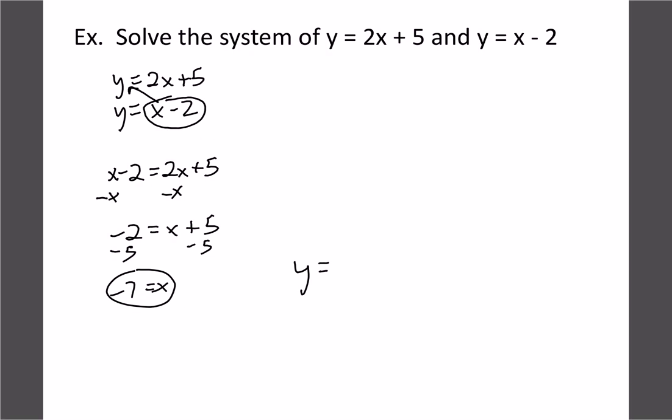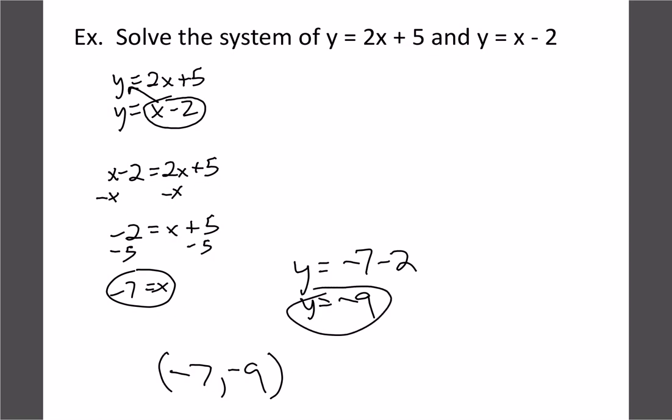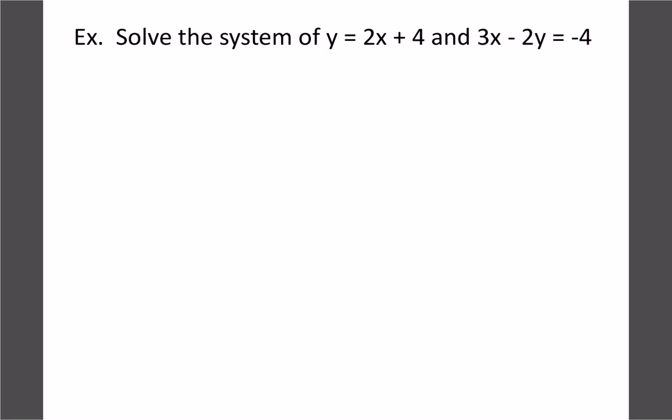And so all we need to do is figure out our y, so we could put that negative 7 in either of them. Let's use the second equation, it looks a little easier. So negative 7 minus 2 would give you negative 9. So negative 7, negative 9 is our correct solution for this system. So that coordinate will work for both equations.